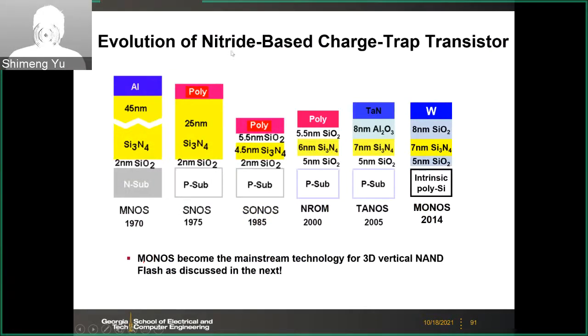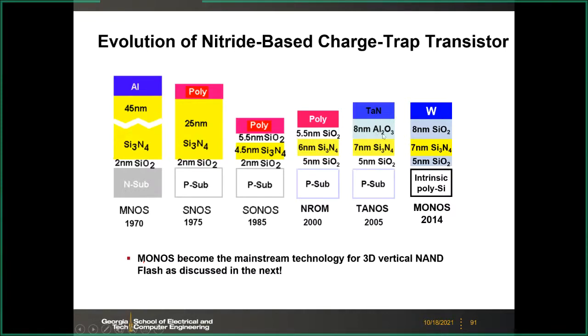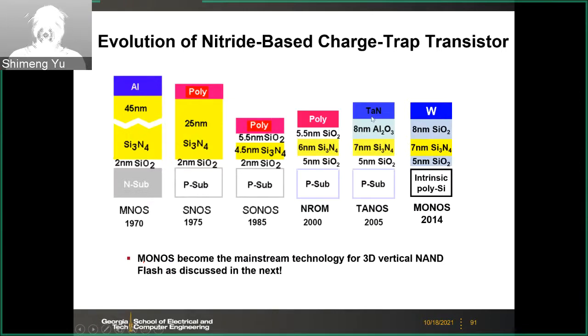And actually, the nitride-based charge trap transistor has a long history. So here is the evolution of the structure. First, there's no blocking oxide here, so it's purely a nitride in this part. And then later it becomes this SONOS structure, an ONO structure. And then in like 2005, it changed to this so-called TANOS structure. Here the blocking oxide changed to aluminum oxide, and this becomes the tantalum nitride. So it's called TANOS structure.